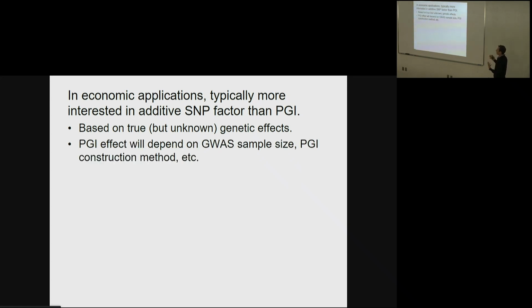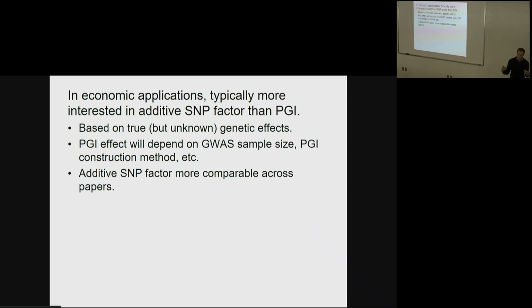And it's kind of arbitrary to look at results that are based on a particular PGI, because those results are going to depend on the particular PGI you happen to have, which depends on things like the GWAS sample size and the construction method that you use for the PGI. In addition to being theoretically more desirable, our results will be more comparable across papers if we put them in terms of the units of the additive SNP factor.